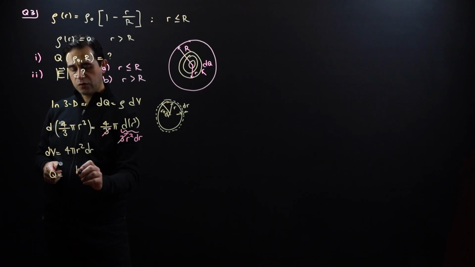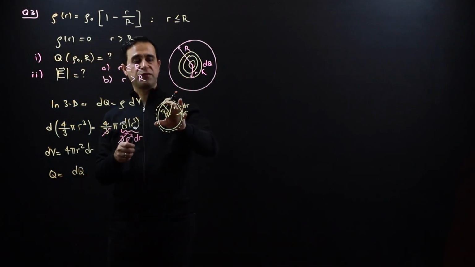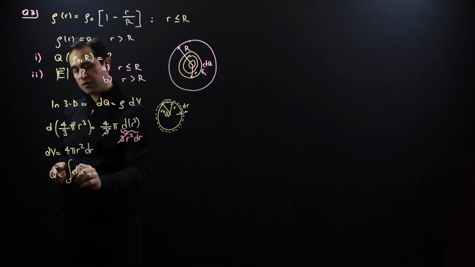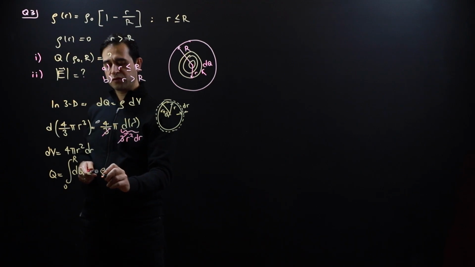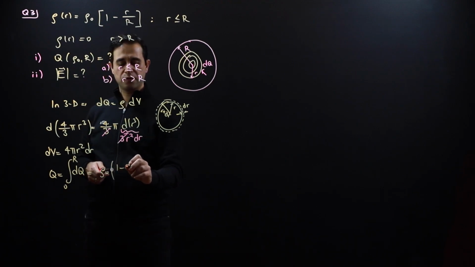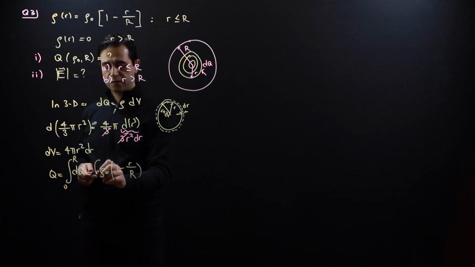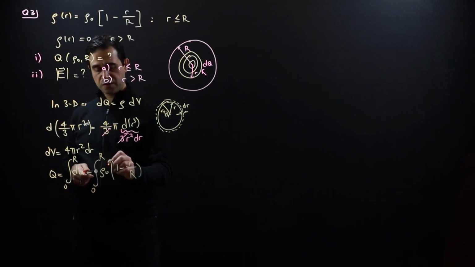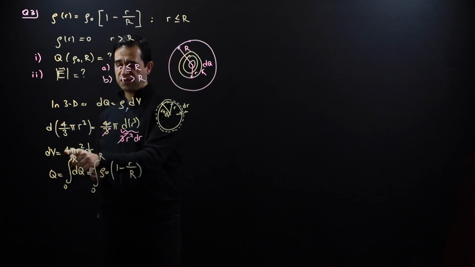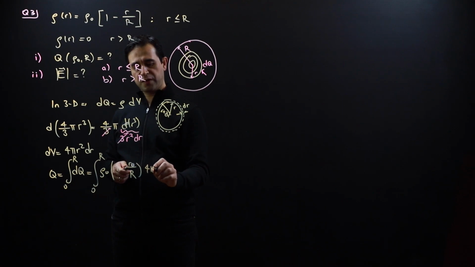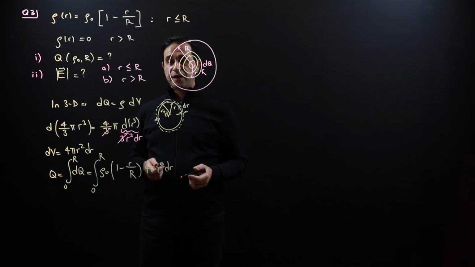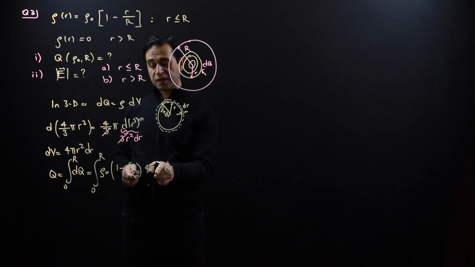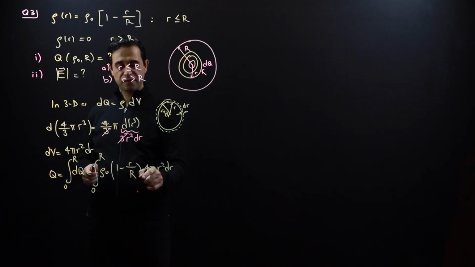Q is all of these dq's, these spherical shells, added up, and from where to where? From 0 to capital R, right? And that is equal to the integral of rho, which is rho 0 times 1 minus r divided by capital R, from 0 to capital R. And what was dv? It's 4 times pi times r squared dr, okay? And now I can take the constants out of the integral. This is constant, and that's constant.